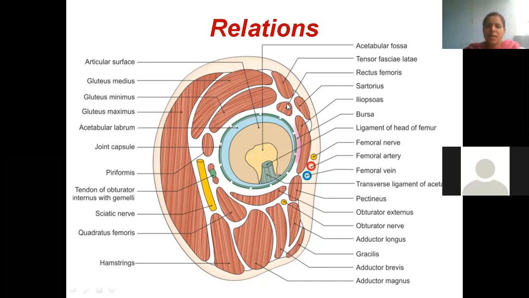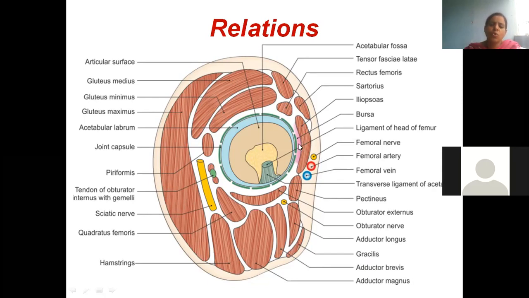Then we also have tensor fascia lata and rectus femoris. Sartorius is an anterior compartment muscle. So that means this is the medial aspect. On the medial aspect, what are the muscles? We have adductor longus, adductor brevis, adductor magnus, gracilis, isn't it?